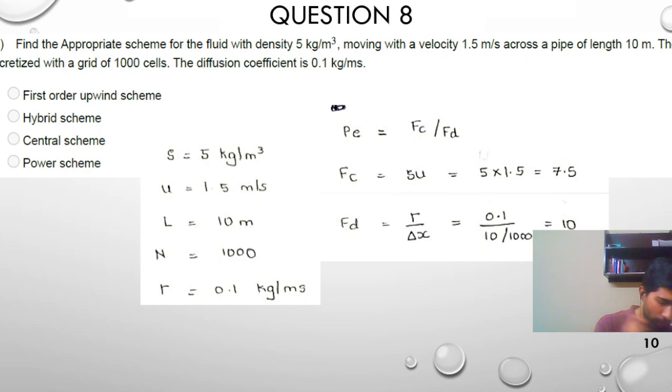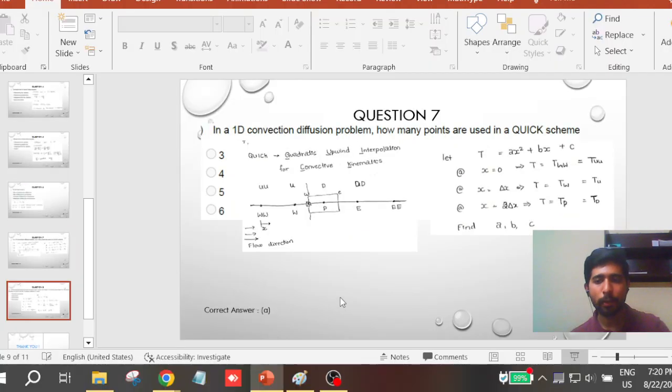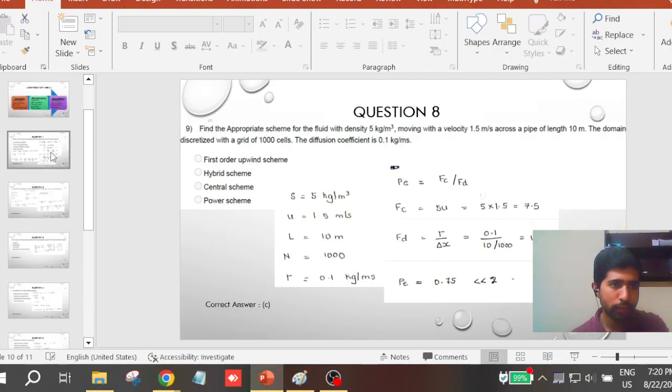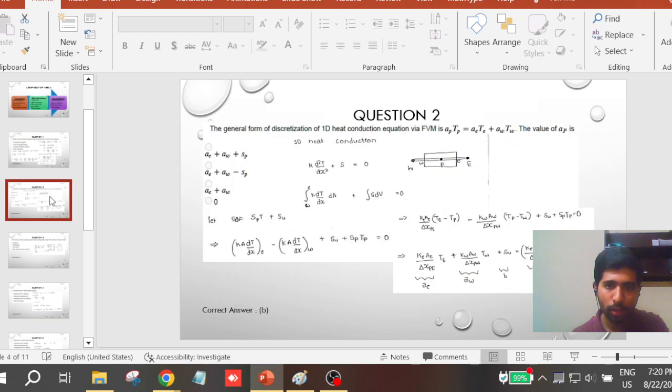Fd is given wrongly here. What was the equation for Fd? How was Fd defined? I don't remember. Can you write it down in the chat box? I think this should be the correct thing. Tau into delta x? No, no, it should be tau by delta x. Was it given as tau into delta x? I don't know. It should not be tau into delta x, it should be tau by delta x, because I think I have written it somewhere here. Let me just check.